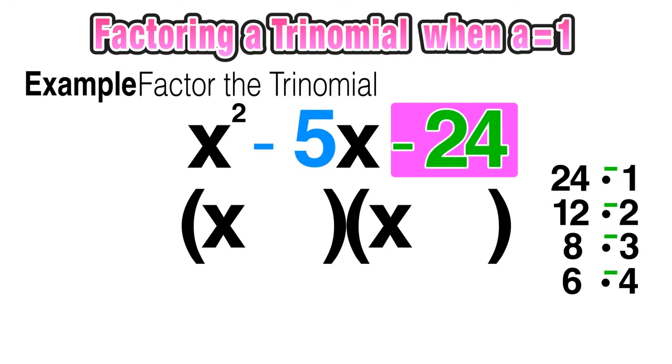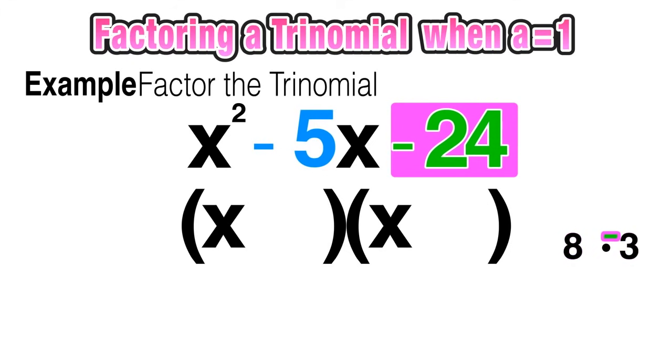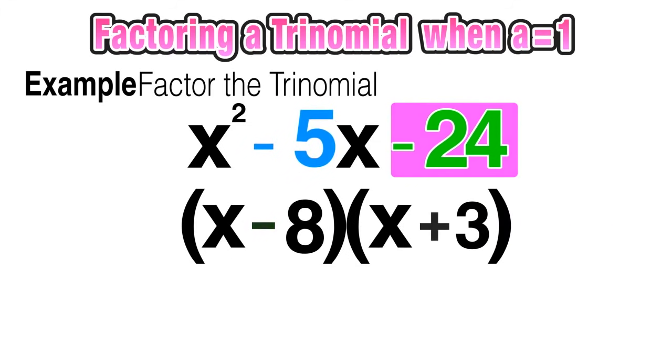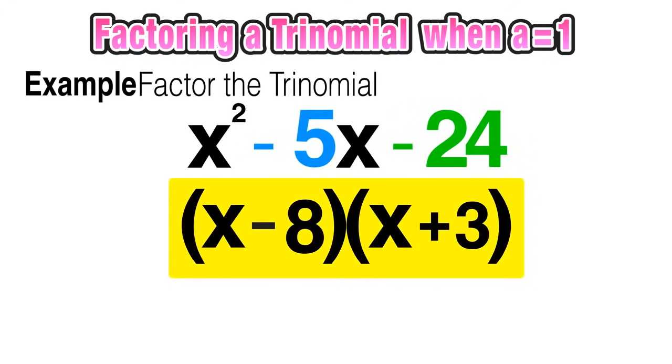Now, you probably have to play around with a few of these until you get it. If you notice, 8 and negative 3 has a sum of positive 5. So that's pretty close, but not the right sign. What we have to do is reverse that and put the negative sign with the 8, since negative 8 plus 3 does equal negative 5. So now we have our factors of x minus 8 times x plus 3. And again, notice that negative 8 plus 3 equals negative 5, and negative 8 times 3 equals negative 24.